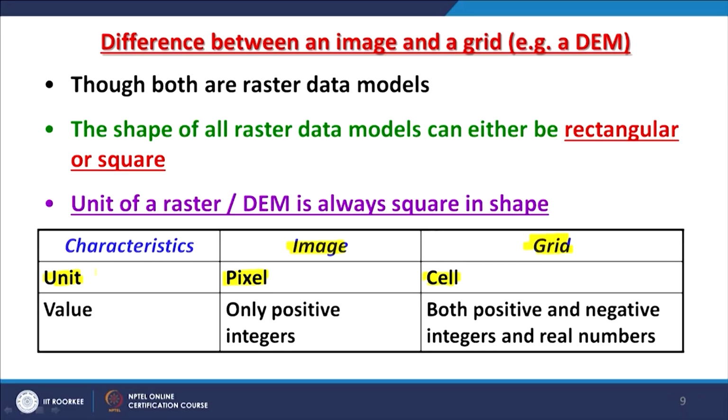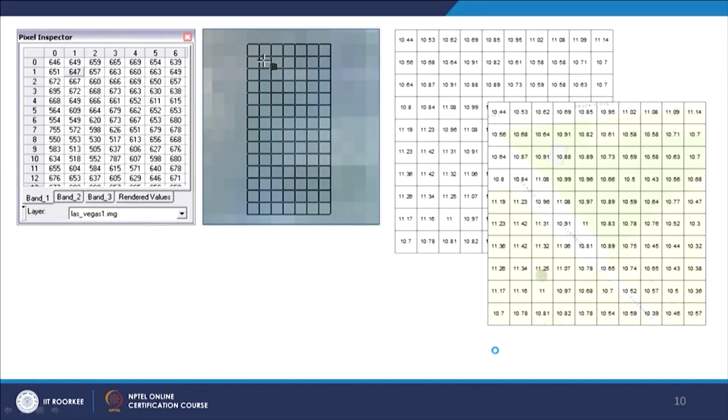Both are raster. Second is the values, which is another very big difference between these two rasters: an image can carry only positive integer values, whereas a grid can have both positive and negative integers and real numbers. All types of values, but they have to be numeric only. A cell value can be any of these, but a pixel value is always a positive integer. So these are the two major differences between image and grid. Now, here if you see these images, the example is given here that this is the image.